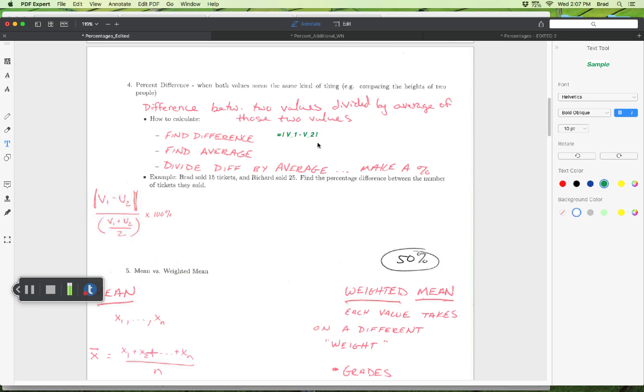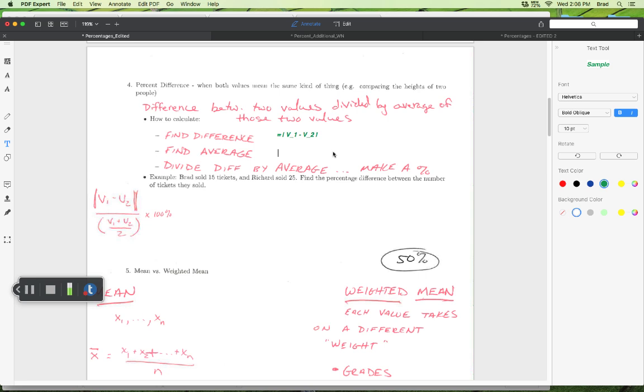Okay? And so saying which one, in other words, we use absolute values to remove the idea of change from one to another in that sort of sense. So we find the difference, which is just the absolute value of the difference of those two values. And then we also find the average, because we're going to divide the difference by the average.